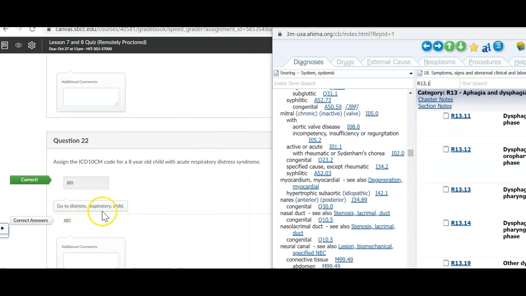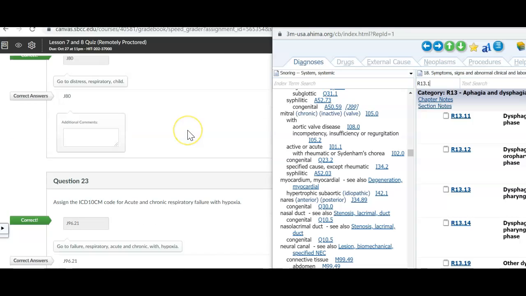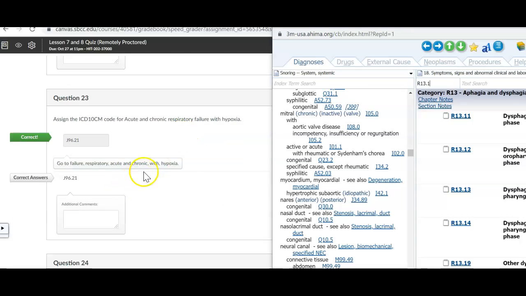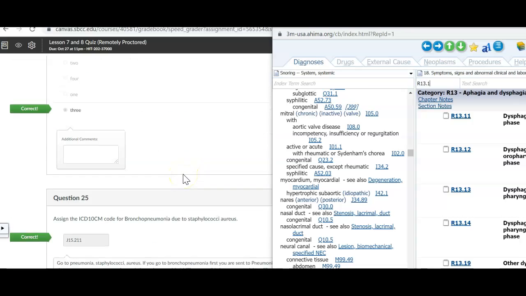Again, this one right here, respiratory distress in a child, J80. Same thing with here, these pretty much explain it.